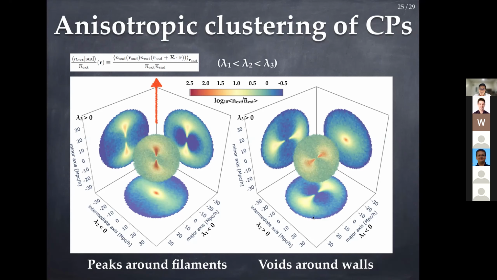And similarly, if you look at voids, void type critical points around walls, there is a horizontal concentration, meaning that it is highly likely to find voids in that direction. And this is again the direction perpendicular to the sheet-like structures.